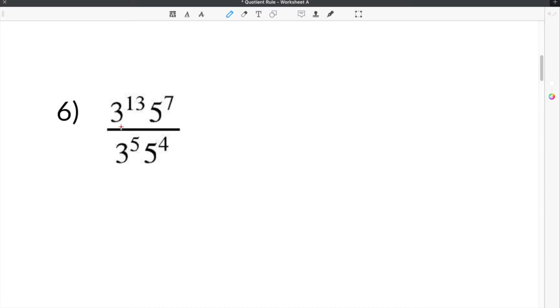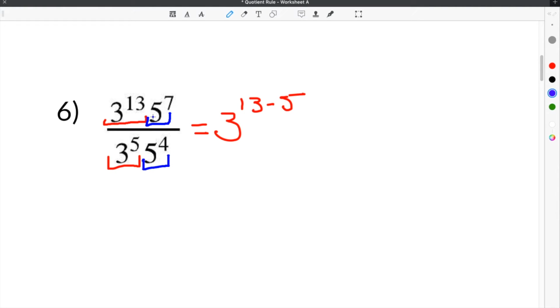Our next problem has 2 separate bases, and I will show you how to solve these. If you look at number 6, we have 3 to the 13th, 5 to the 7th, divided by 3 to the 5th, 5 to the 4th. When we simplify this using the quotient rule for exponents, we're going to keep the like terms together. So we're going to use our shortcut that we learned in the first problem, which is to subtract the exponents. So it would be 13 minus 5, and then we will have a separate term, which this time has a base of 5.